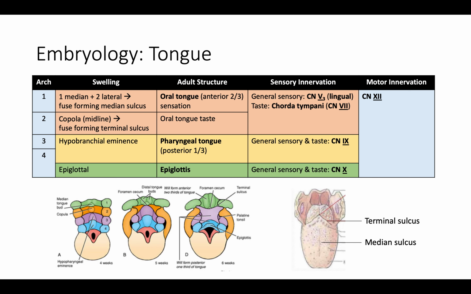Arch 2 is the copula swelling, and that's going to form the oral tongue taste, which we had talked about with chorda tympani. Arch 3 is going to be the hypobranchial eminence, and that's going to be the pharyngeal tongue, the posterior 1/3 of the tongue, giving general sensory and taste, which is cranial nerve 9. And then the epiglottal swelling will go to the epiglottis, and it's giving general sensory and taste, cranial nerve 10.